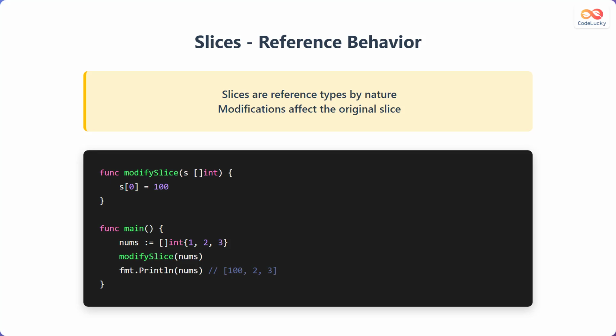Slices in Go exhibit reference type behavior. When you pass a slice to a function, the function receives a copy of the slice header, which points to the underlying array. Therefore, modifications made to the elements of the slice within the function will affect the original slice. Here's an example. The modify slice function takes a slice of integers as input and changes the value of the first element to 100. In the main function, we create a slice nums with initial values 1, 2, and 3. After calling modify slice, the nums slice is modified, and the output shows the updated slice as 100, 2, and 3.